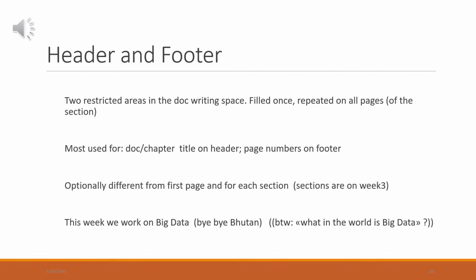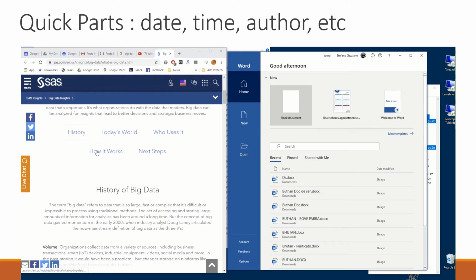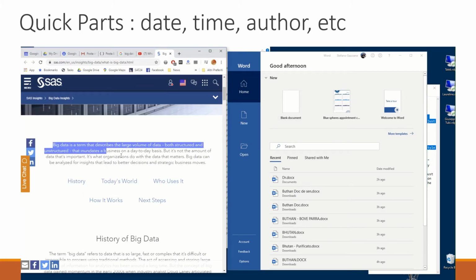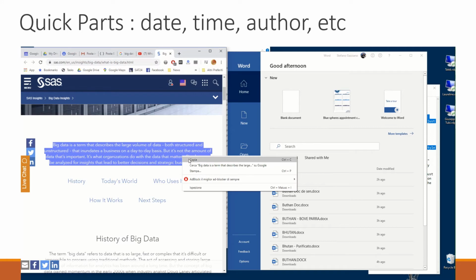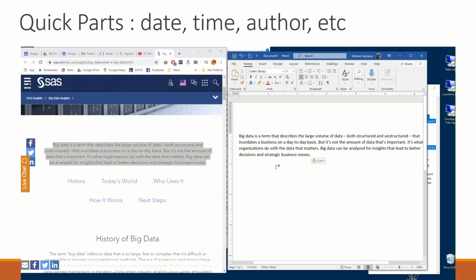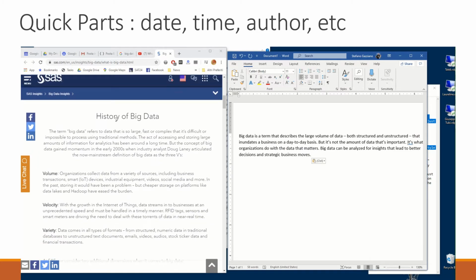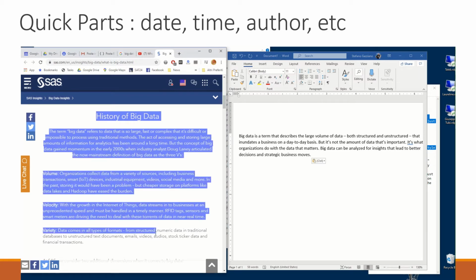There are some Word components already ready for you to be included in header and footer, and they are called quick parts. Let's have a look at how they work. So I will open the SAS system document and I start to cut and paste in a new blank document, paste text only, some content coming from the website, right?